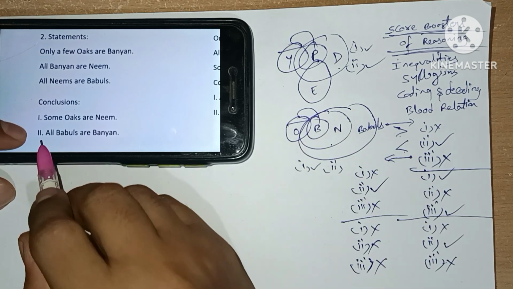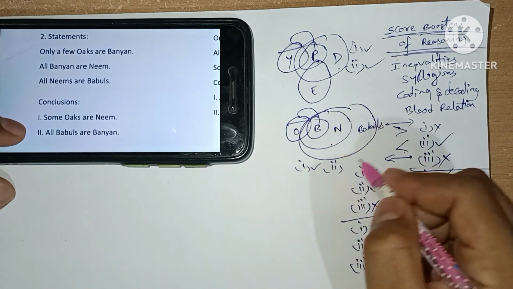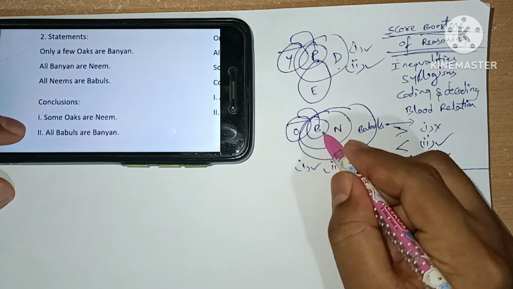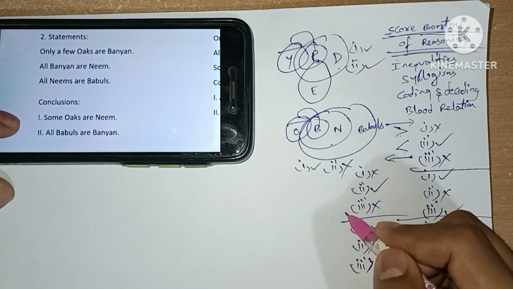Second conclusion, all bubbles are banyan. All bubbles are inside banyan? No. So the second conclusion is false.